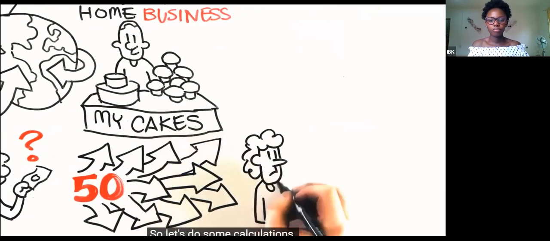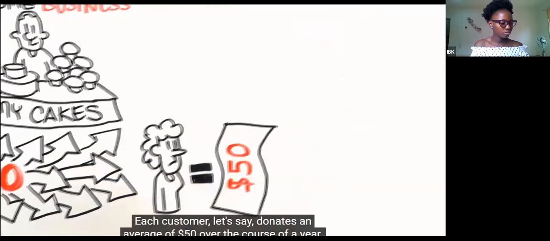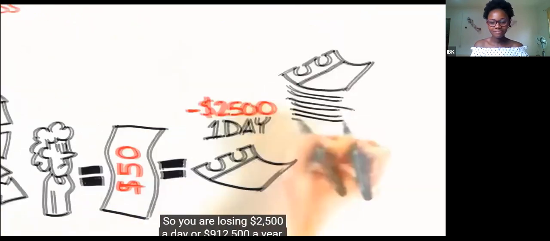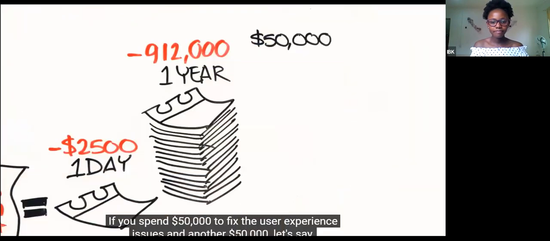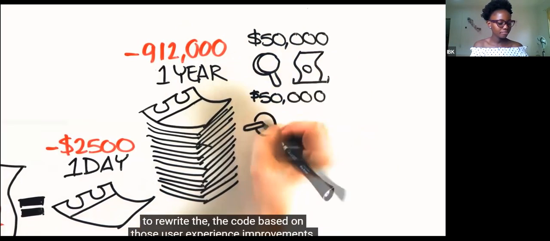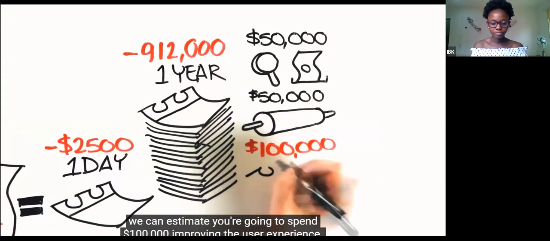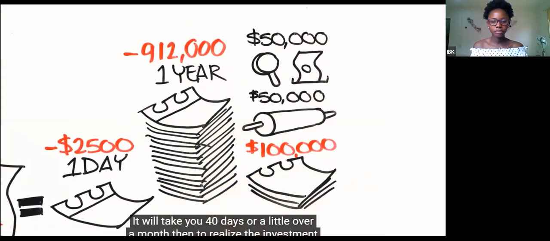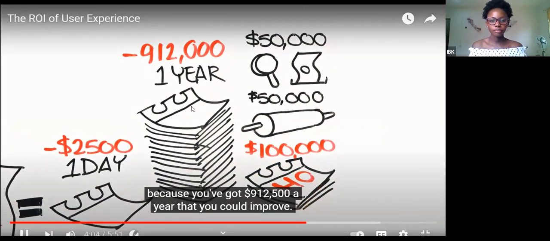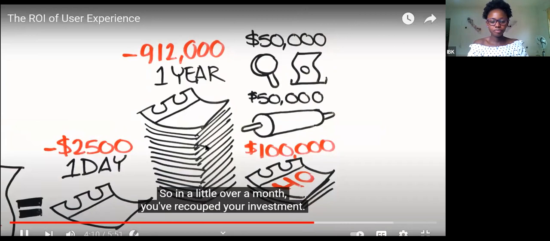So let's do some calculations. Each customer, let's say, donates an average of $50 over the course of a year. So you are losing $2,500 a day or $912,500 a year. If you spend $50,000 to fix the user experience issues and another $50,000, let's say, to rewrite the code based on those user experience improvements, we can estimate you're going to spend $100,000 improving the user experience. It will take you 40 days or a little over a month then to realize the investment because you've got $912,500 a year that you could improve. So in a little over a month, you've recouped your investment.